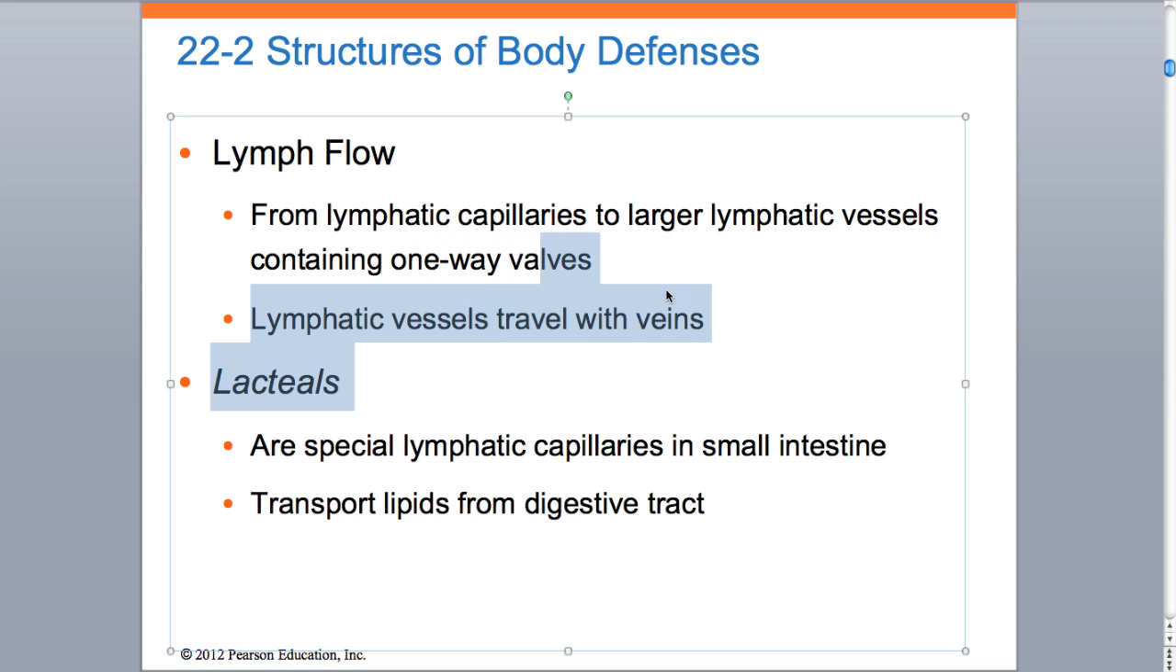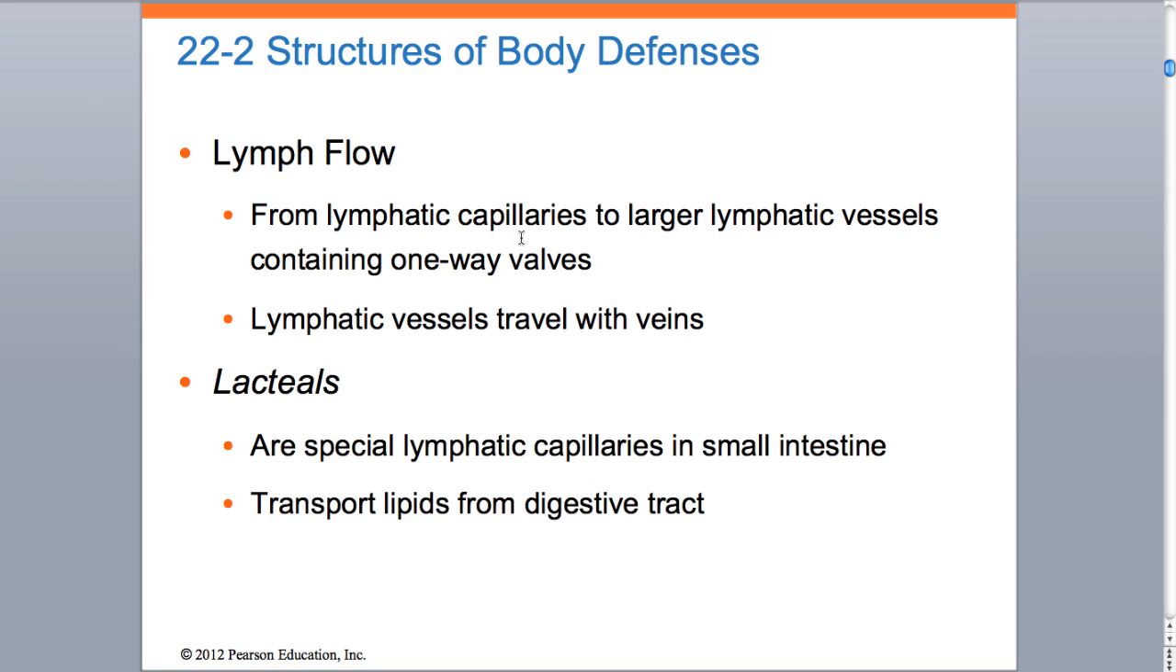Next slide. Lymph flow, we've already talked about. It goes from capillaries to larger lymph vessels containing one-way valves. Notice what it says here. Lymphatic vessels travel with veins. It's almost like a parallel circuit with the veins, and eventually they join the venous system. I keep saying that because we'll see it in a moment.